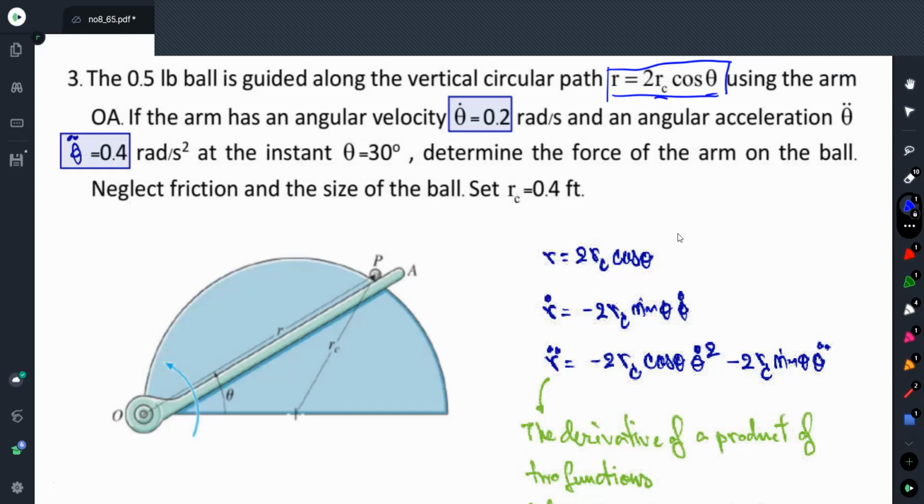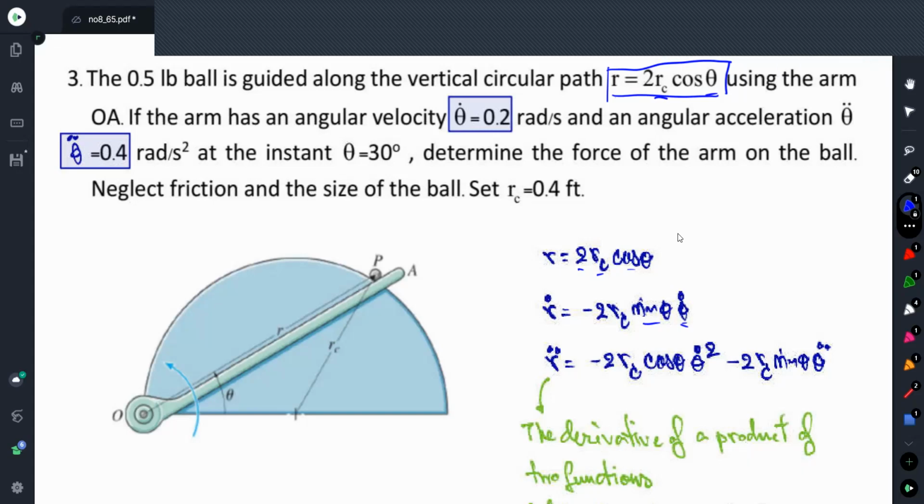Then we have to take the first derivative of r and the second derivative of r. For the first derivative of r, we have our function with 2 and rc constant, so we obtain this one. Do not forget the chain rule. We take the first derivative of cosine theta, which becomes minus sine theta, right? And do not forget the chain rule: we have to take the derivative of theta again, theta dot.